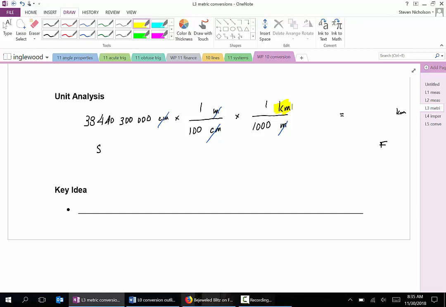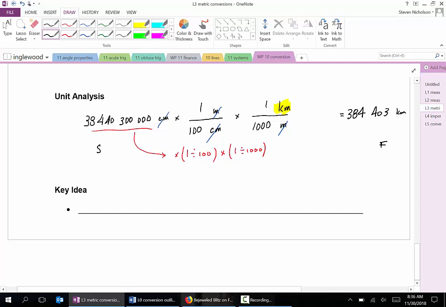And what I would simply do is I'd multiply that big number, I'm just going to put this down here like this, times 1 divided by 100, and we're going to multiply that by 1 divided by 1,000. And when we do that, we get the exact same answer we had above, 384,403 kilometers. Now that's a huge distance, but at least that number is a lot smaller. So there's two examples of conversions.